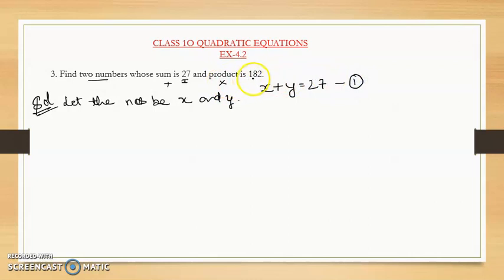And product is 182. So what does product mean? This sign means multiplication. So xy is equal to 182. Followed, students, till here? If you have followed till here, then almost half of the work is done.